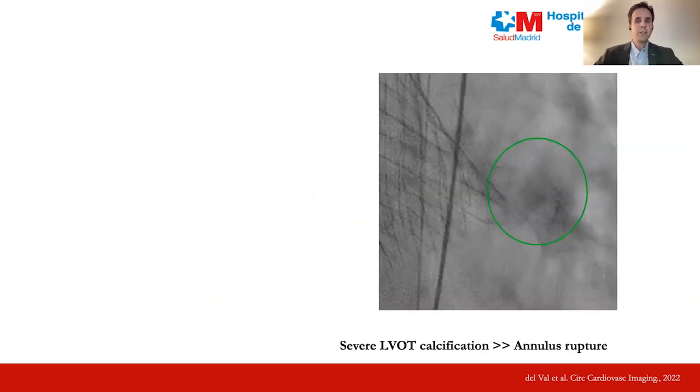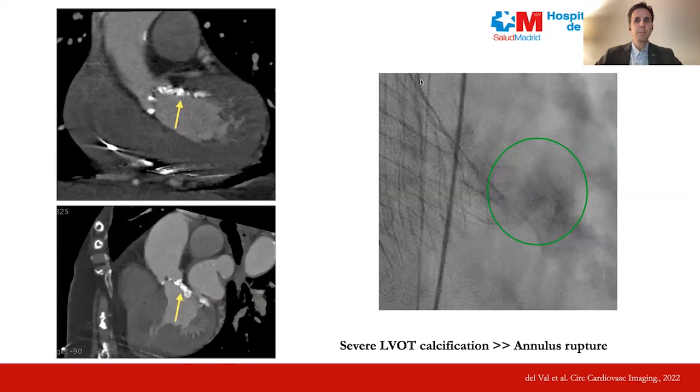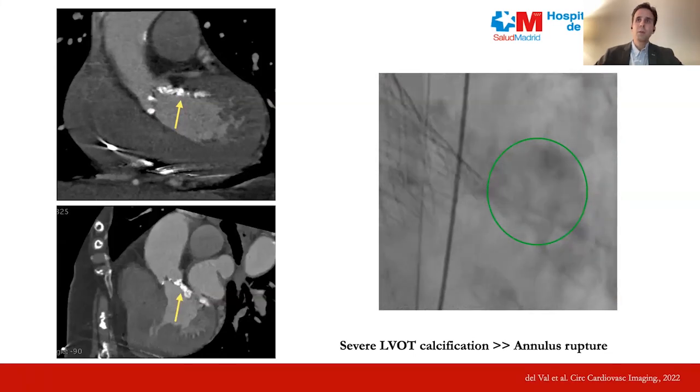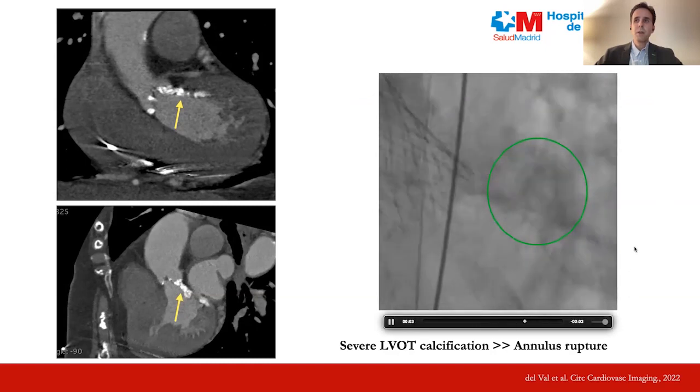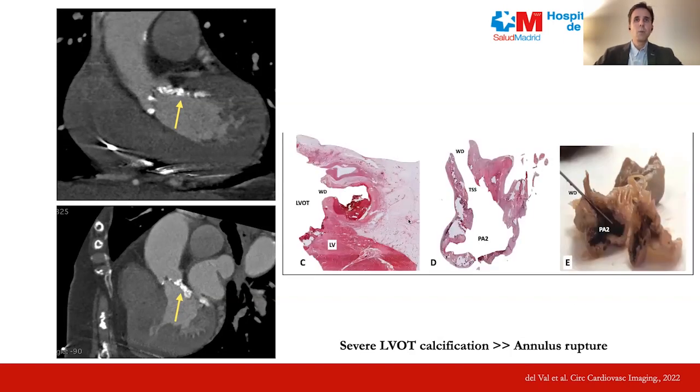And what is the explanation of these findings? Well, it should be noted that the patient had a severe LVOT calcification, as you can see in the procedural CT and also in the fluoroscopy. So our theory is that during the TAVI procedure, and probably after the post-dilatation, there was a contained annulus rupture at the distal edge of the prosthesis that slowly and progressively created a dissection of the mitral-aortic junction, creating a pseudoaneurysm of the anterior mitral leaflet.